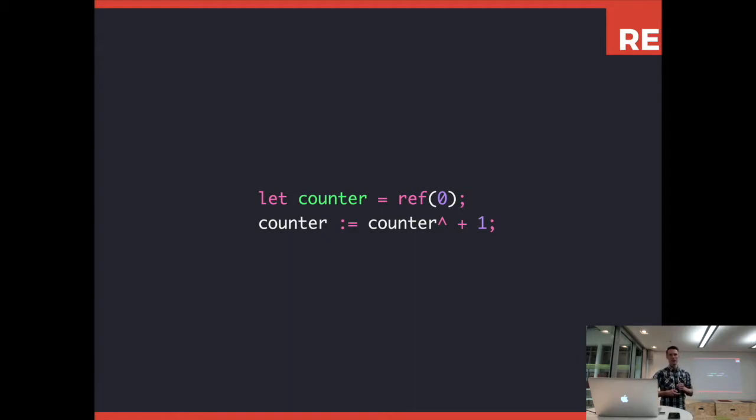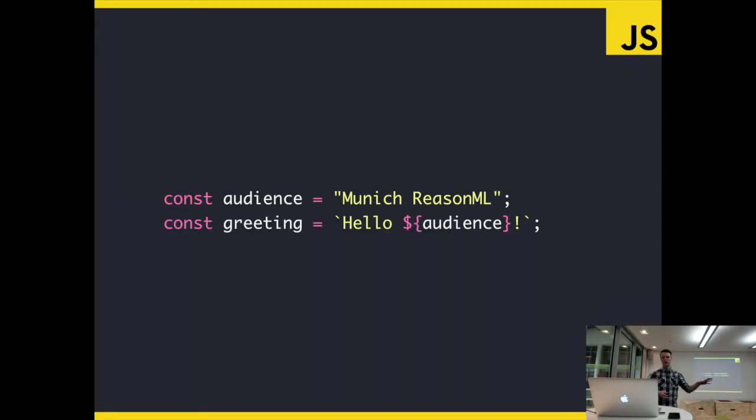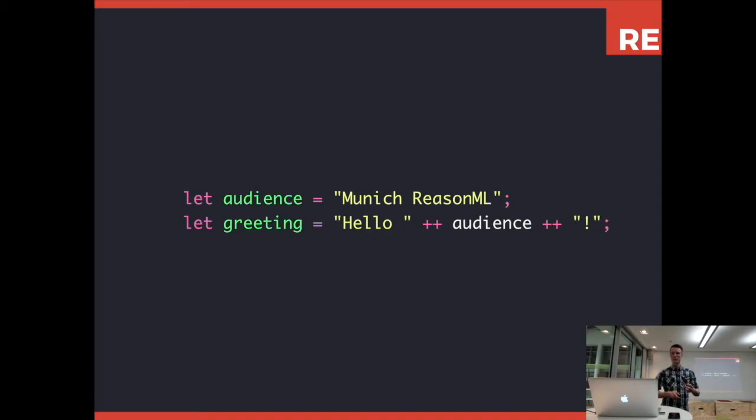All right, that was variables. Now let's do some very basic string concatenation. Here again is a JavaScript example. I have, again, the totally random string Munich ReasonML, and I'm using string interpolation here, using template literals. We can rewrite that in JavaScript using string concatenation with the plus operator. And in ReasonML, because it's twice as good, we use 2 pluses for string concatenation.